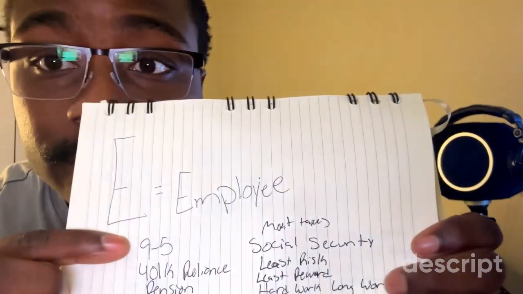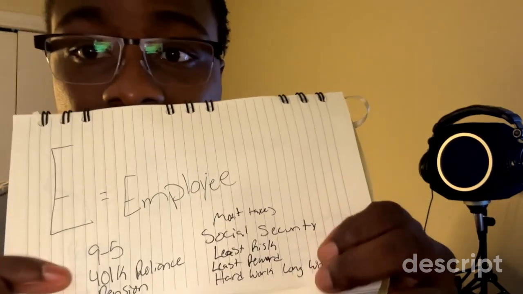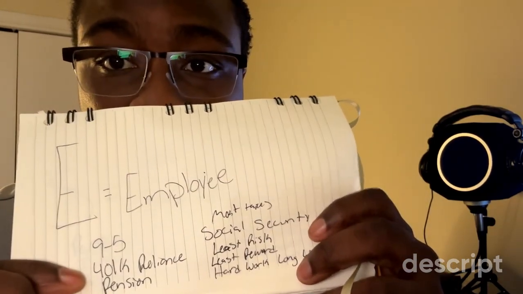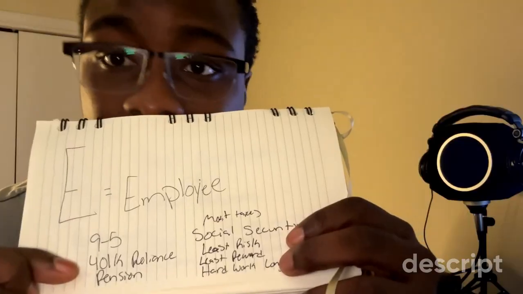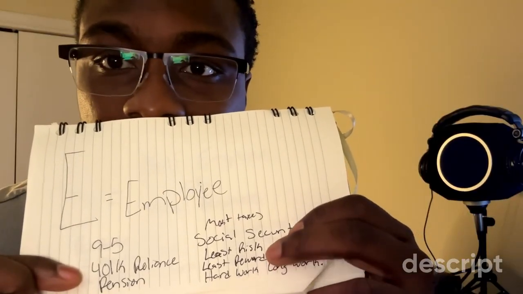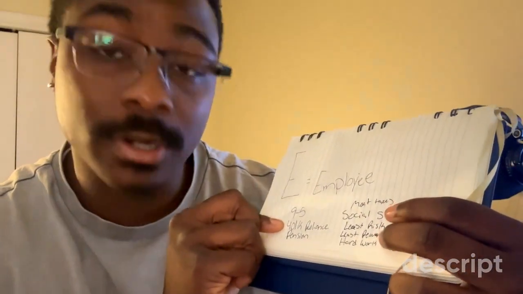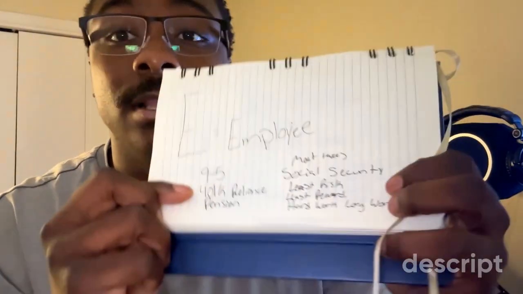E stands for what? Employees, right? So this is your 9 to 5, 401k dependent for retirement, pension dependent for retirement, Social Security dependent for retirement. Get the most taxes. Sorry, my handwriting is a little bad, but follow me. You get the least amount of risk, and you get the least reward for your hard work, which is going to be long work. You're going to have to work a lot of years.